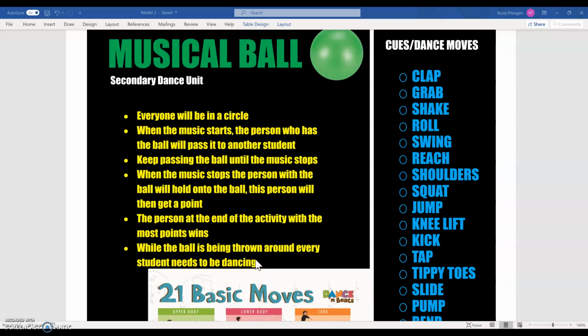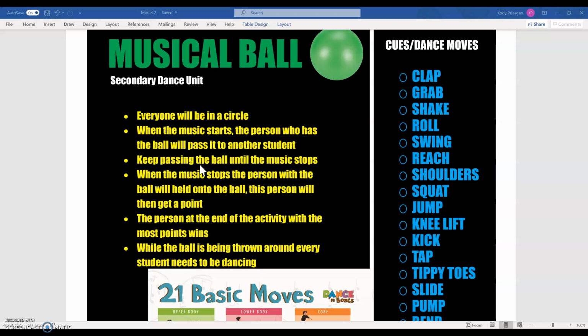So I have the secondary dance unit. First activity we're playing is called musical ball. This game is just like musical chairs, but there's a couple little differences. Everyone will be in a circle.